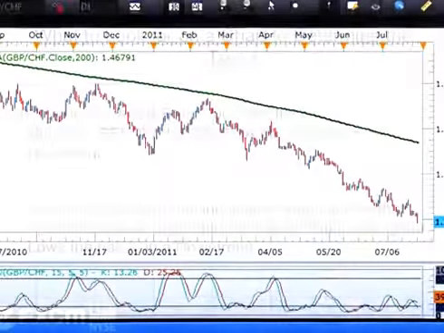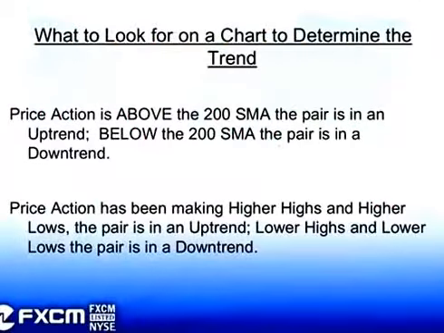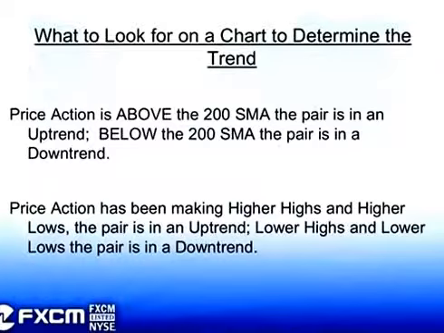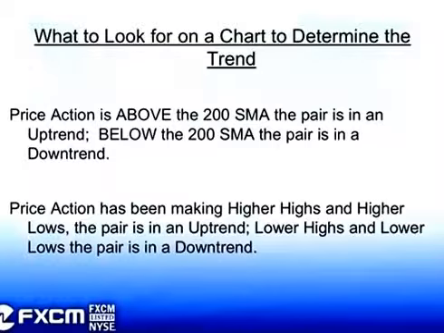So what to look for on a chart to determine the trend? Price action above the 200 period moving average, the pair is in an uptrend. Below the 200 period moving average, as we have on this chart, it's in a downtrend. If price action has been making higher highs and higher lows, the pair is in an uptrend. If the pair has been making lower highs and lower lows on the charts, the pair is in a downtrend. Let's take a look at that.